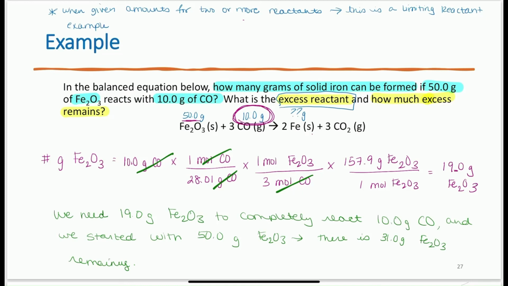Now, we calculated before it was 30.7. That's just round off error. That's pretty much the same thing. You're at the same point. But this was a much quicker way for us to find the excess.